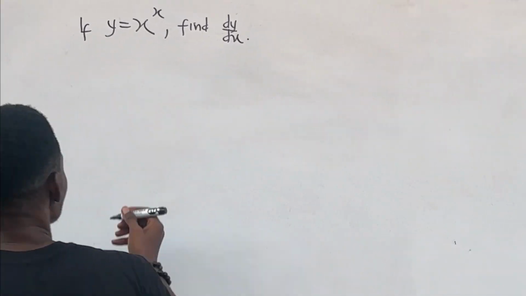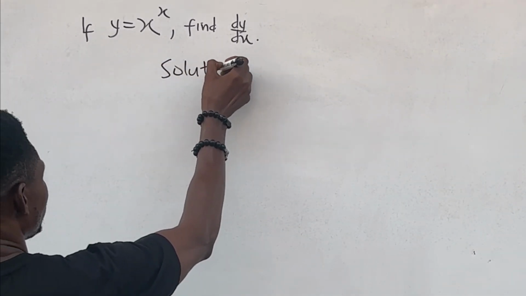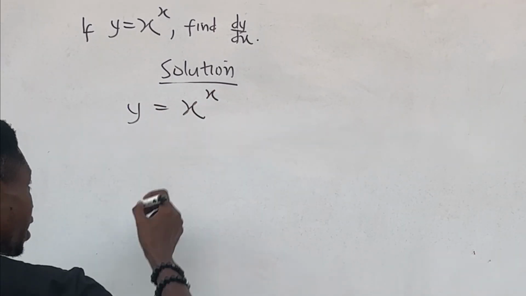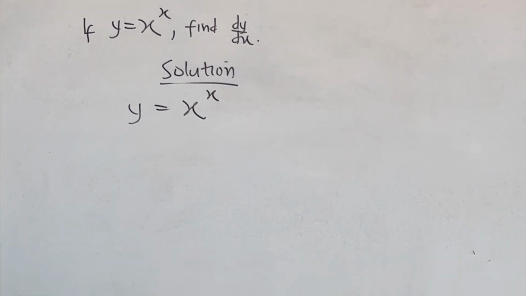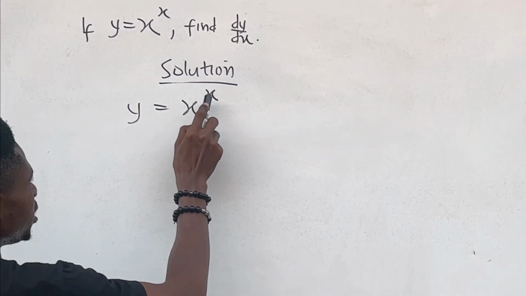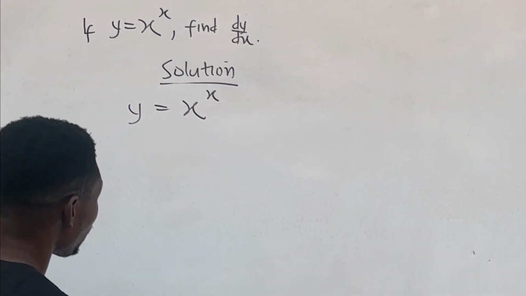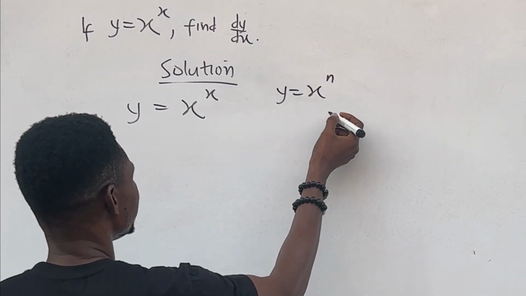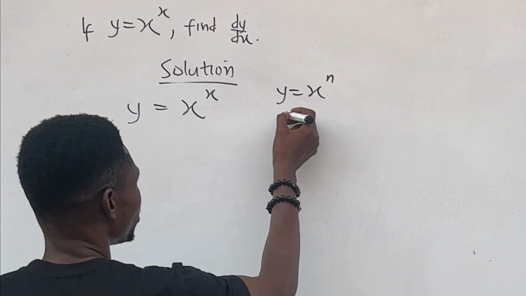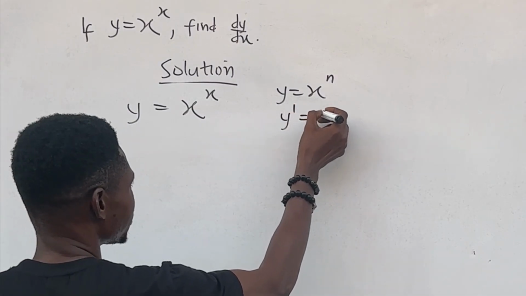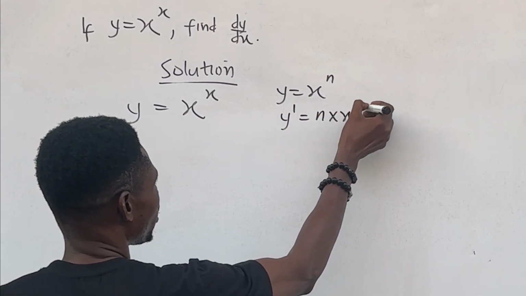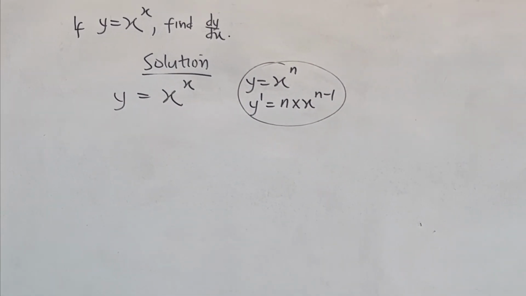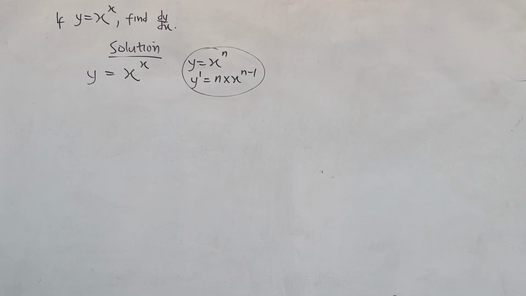Our solution. The question says y equals x raised to the power x. Now this is a function on its own, not a constant. If you had y equals x raised to the power n, where n is a constant, you would say your dy/dx is n multiplied by x raised to the power n minus 1, right? But now this will not apply here. So let's apply some mathematical trick.